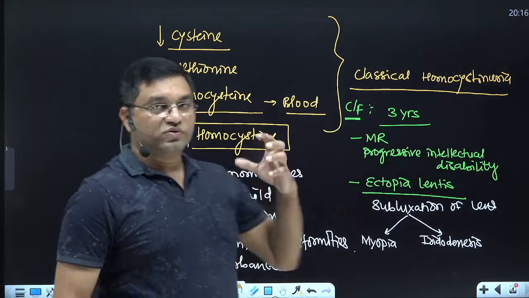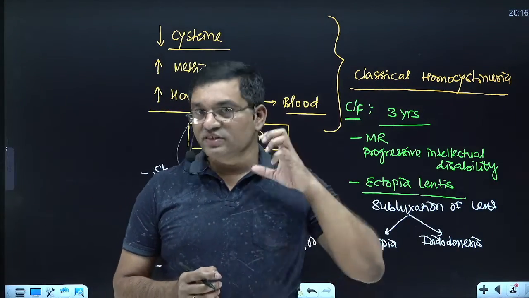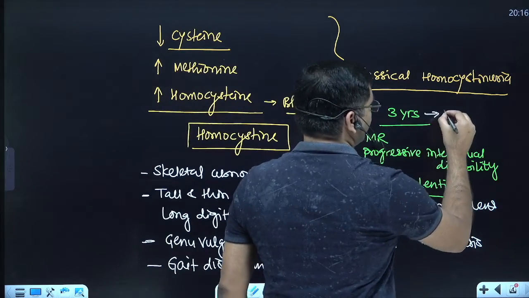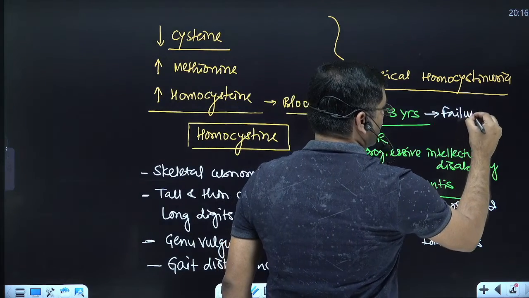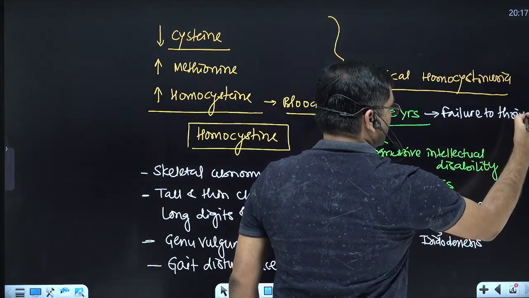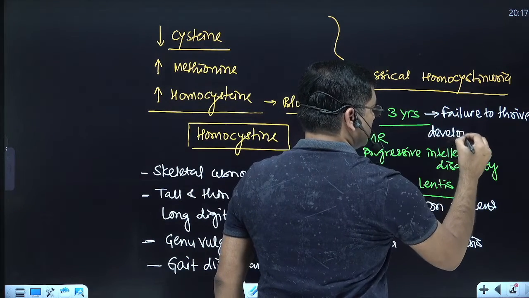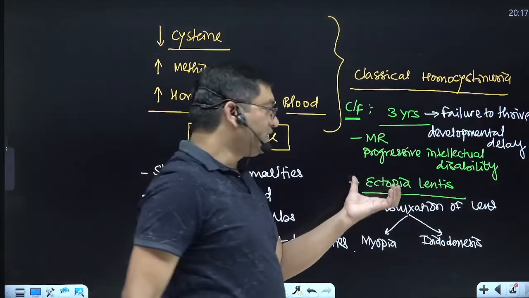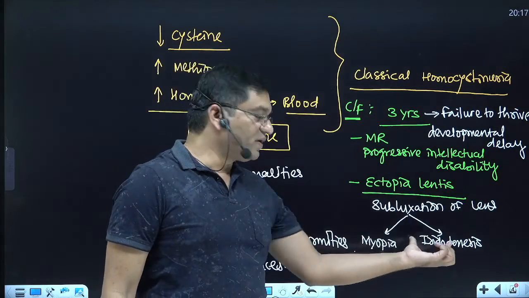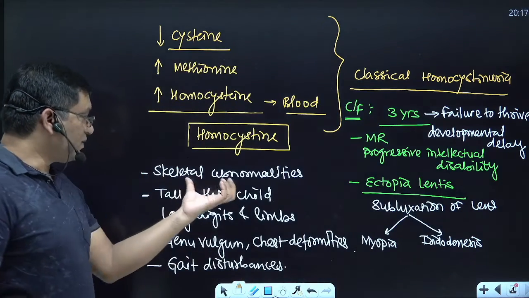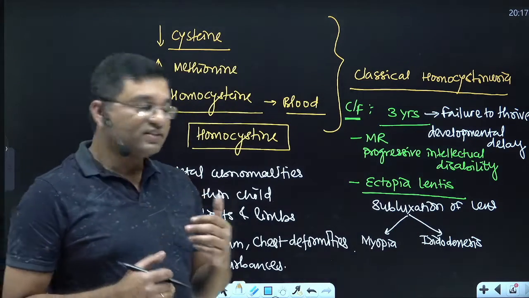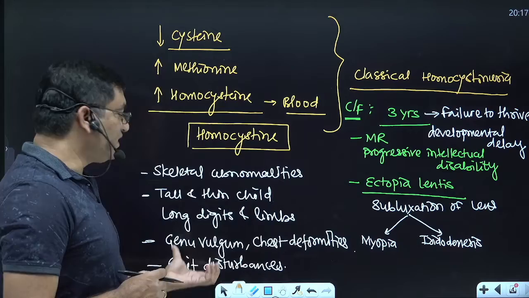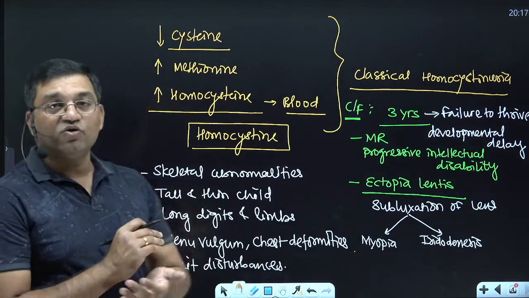So the child will present with failure to thrive, meaning difficulty in weight gain, and developmental delay. Then mental retardation, ectopia lentis causing myopia and iridodonesis. Then skeletal abnormalities like tall and thin child, long digits and limbs, genu valgum, chest deformity, and gait disturbances are there in classical homocystinuria.